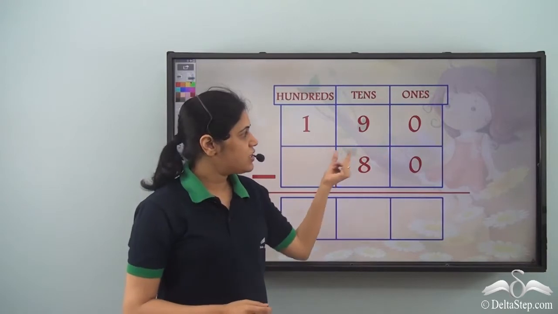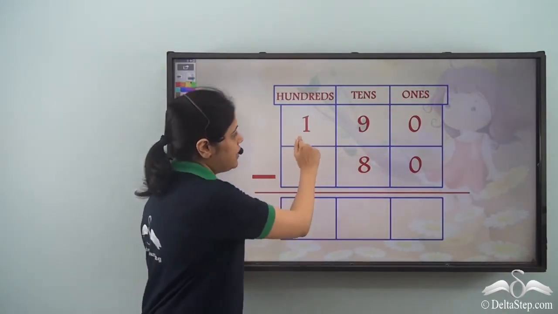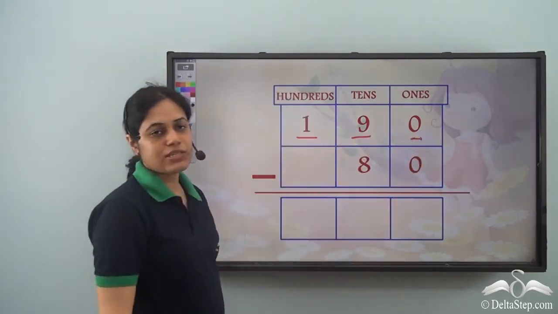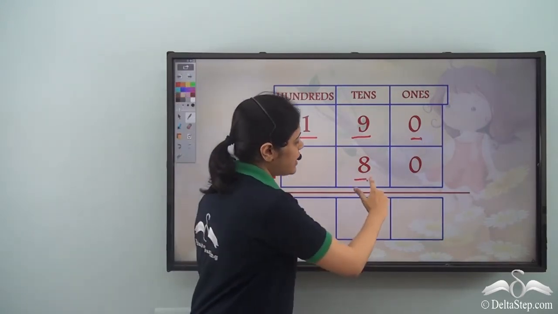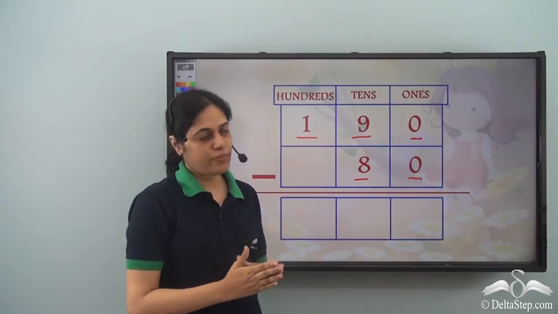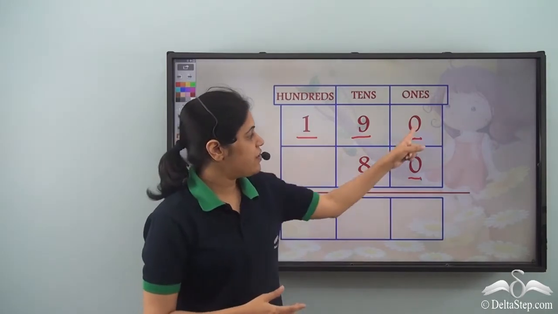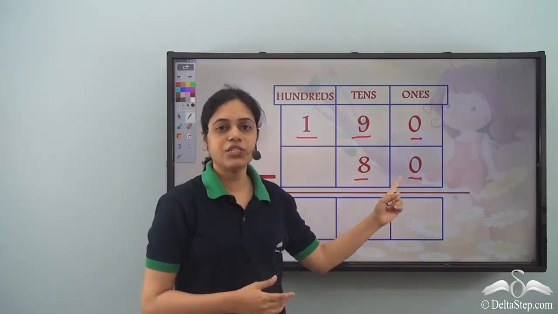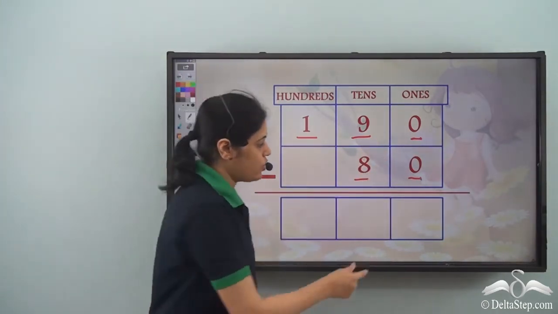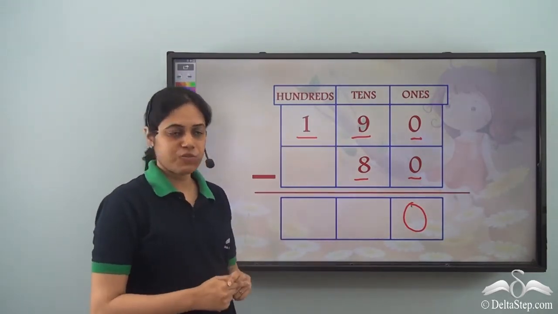So we place the digits in their respective rooms. So in 190, I have 1 hundreds, 9 tens and 0 ones, and 80 is 8 tens and 0 ones. So like we did in 2-digit subtraction, I start with the ones room. So I first subtract the digits in the ones room. So 0 minus 0 gives me 0.